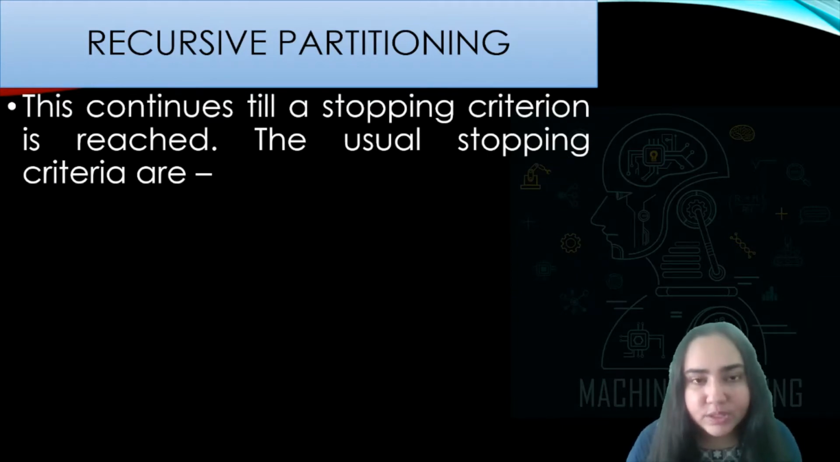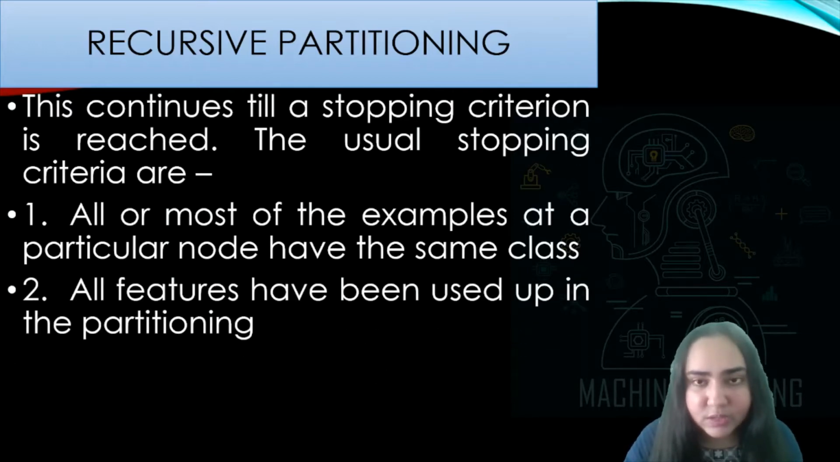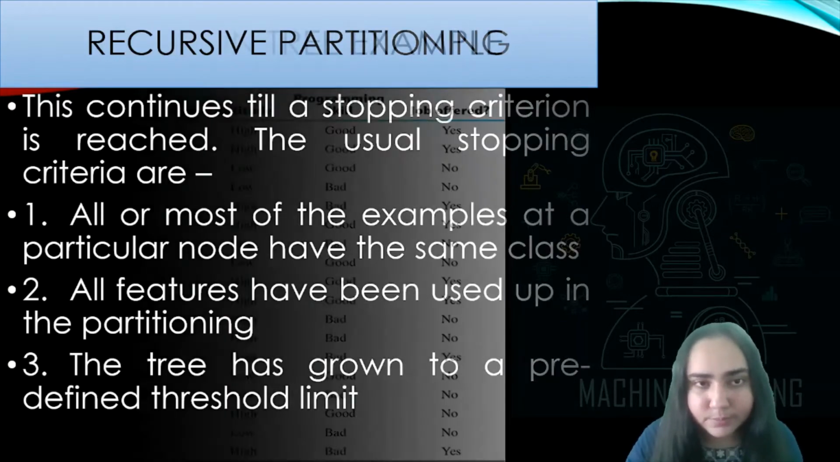And this splitting is going to continue till a stopping criterion is reached. And what is a stopping criterion? These are the usual ones. Number one is where all or most of the examples at a particular node have the same class. Or all the features, that means all the attributes that you had for partitioning, have been used. And the third thing is that your tree has grown to a predefined threshold limit. If your tree has reached a threshold limit and is big enough and you don't want it to grow beyond that, then also you can stop.